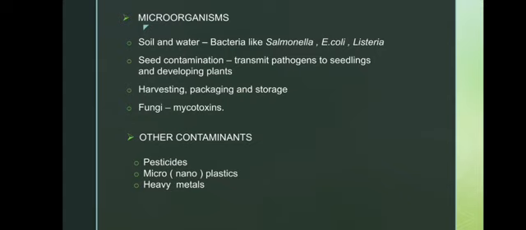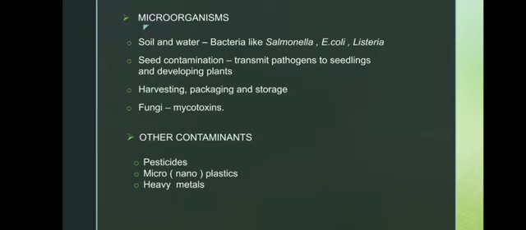Seed contamination. When a seed is contaminated, pathogens are directly transmitted into developing plants, and the raw food materials that we produce are also contaminated. Harvesting, packaging and storage, we have to be very careful in these areas, because harvesting, packaging and storage is a very sensitive side, where many microorganisms can easily enter the food chain.